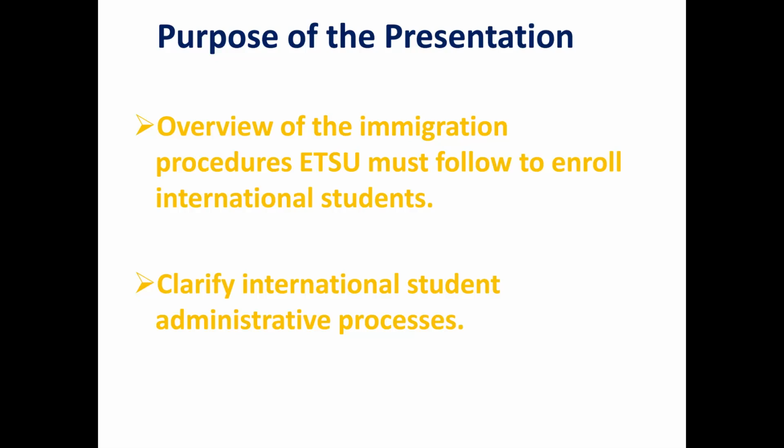Here is the purpose of our presentation: a generic overview of immigration procedures ETSU must follow to enroll international students. Our ability to enroll international students requires that we have authorization from the federal government. And in return for enrolling international students, we have a series of processes that we have to follow, including tracking the students. The tracking process came about in full force after 9/11. And then we hope to clarify the student administrative processes that we have in place in order to assist the students in coming into the United States.